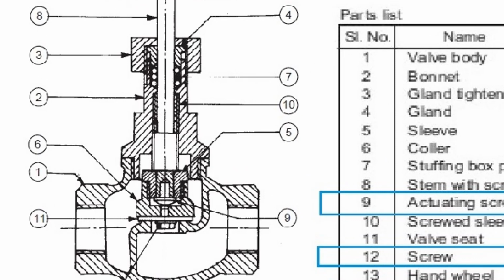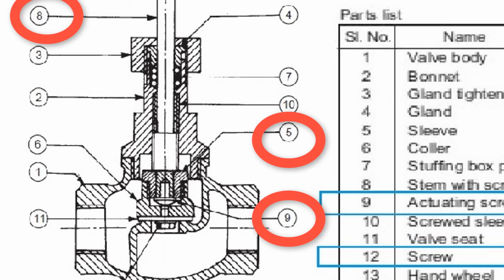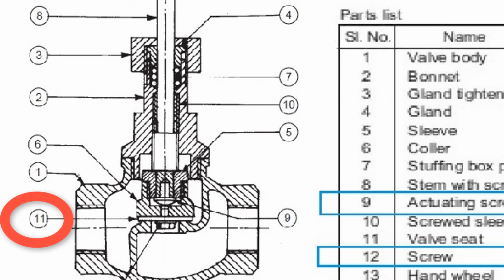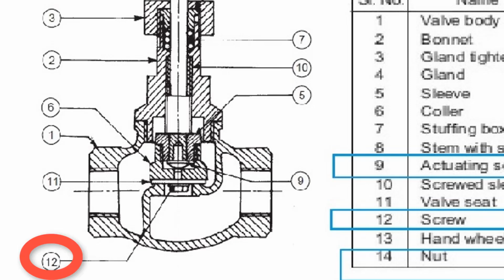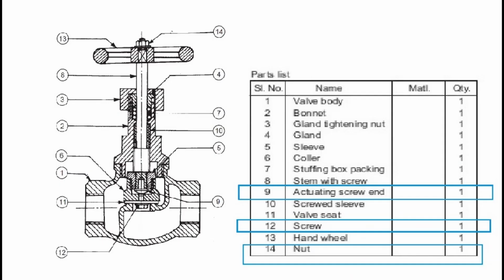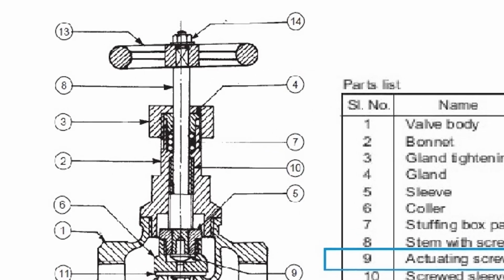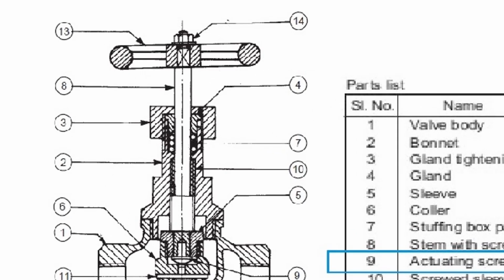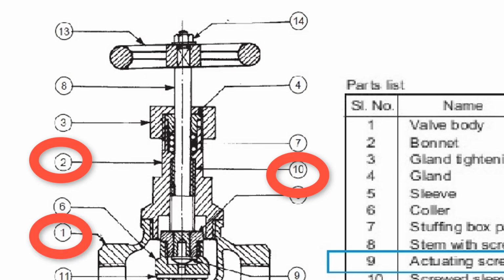The sleeve number 5 is mounted on the stem 8 by the screw 9. Valve seat 11 is attached to the collar with number 6 with the screw 12, and the collar 6 is screwed on the sleeve number 5. We are going to just complete the valve assembly. Screw sleeve number 10 is located in the bonnet. This assembly group is screwed on the valve body number 1.